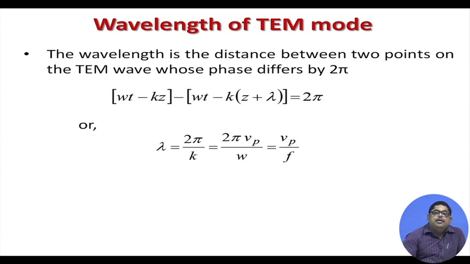So, if I have a 1 gigahertz TEM wave signal, then what will be the wavelength? 3 into 10 to the power 8 by 10 to the power 9. So, 0.3 meter. Okay.